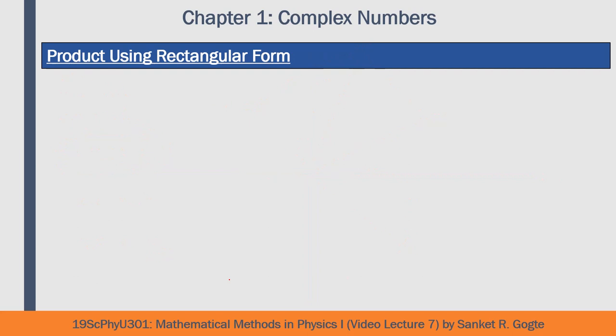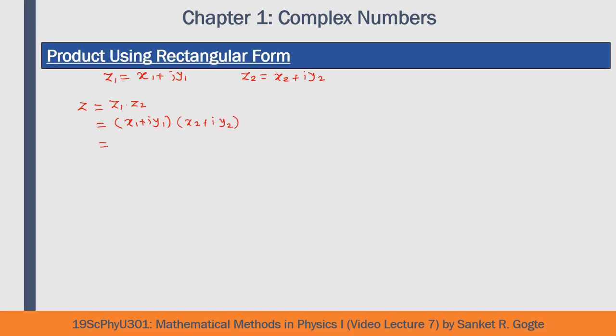Let's now consider the product of two complex numbers. Again, you can guess that I'm going to write down the two complex numbers z1, which is x1 plus iy1, and z2, which is x2 plus iy2. I want to find out the product of z1 into z2. Let's say z is the product. Now I can find this product by writing z1 and z2 in the rectangular form as they are given. This is x2 plus iy2.